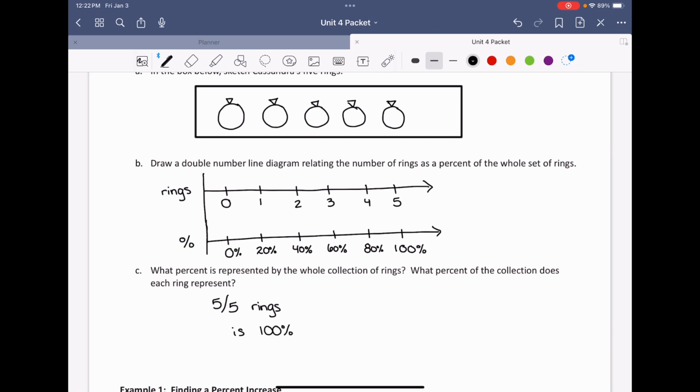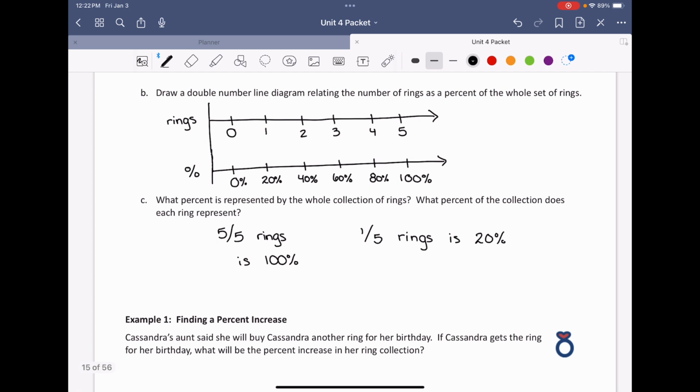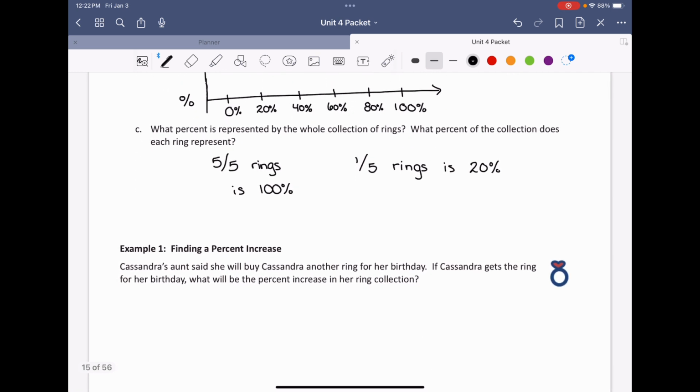Then it says, what percent of the collection does each ring represent? Well, 1 out of the 5 rings is 20%. Each time we add a ring, we get 20%. So we're going to look at what happens when Cassandra gets another ring. It says, Cassandra's aunt said she will buy Cassandra another ring for her birthday. If Cassandra gets the ring for her birthday, what will the percent increase in her ring collection be?